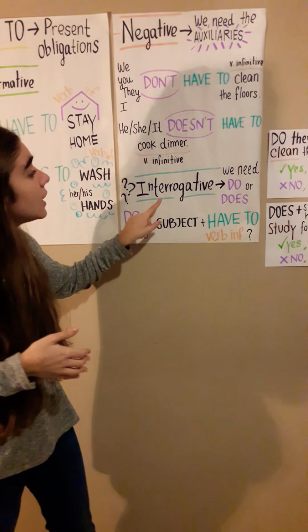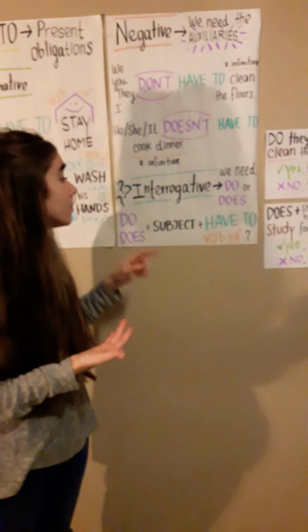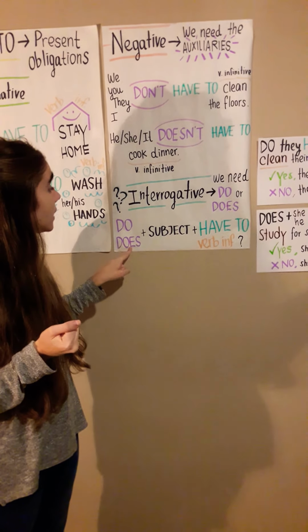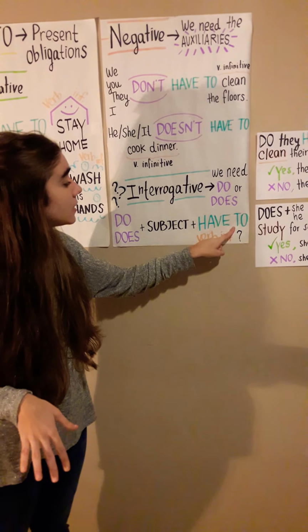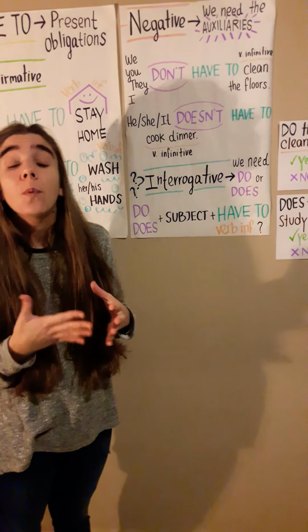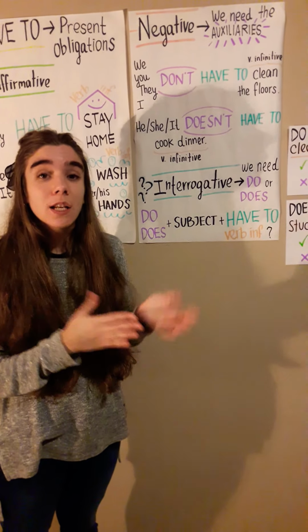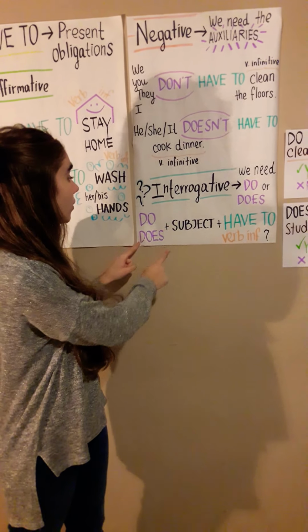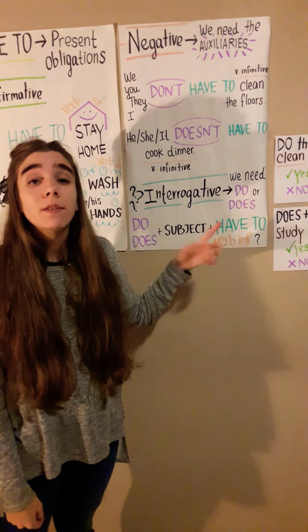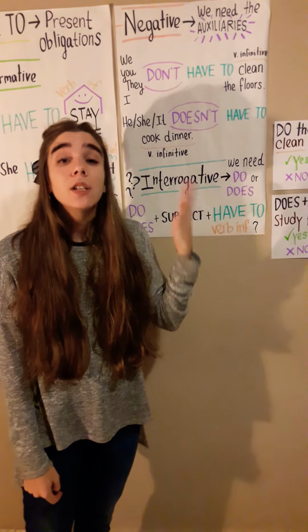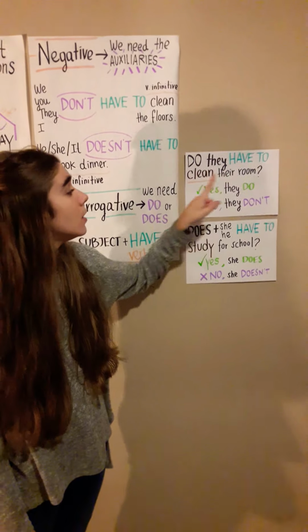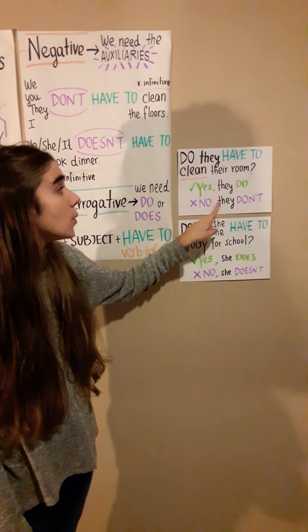Okay? And in the interrogative, the other form, we're going to follow this rule. Do or does plus subject plus have to and the verb in the infinitive. Okay? Again, we need to use the auxiliaries do or does and this order. Do or does, subject, have to and the verb in the infinitive. Let's see two examples. Do they have to clean their room? Yes, they do, or no, they don't.